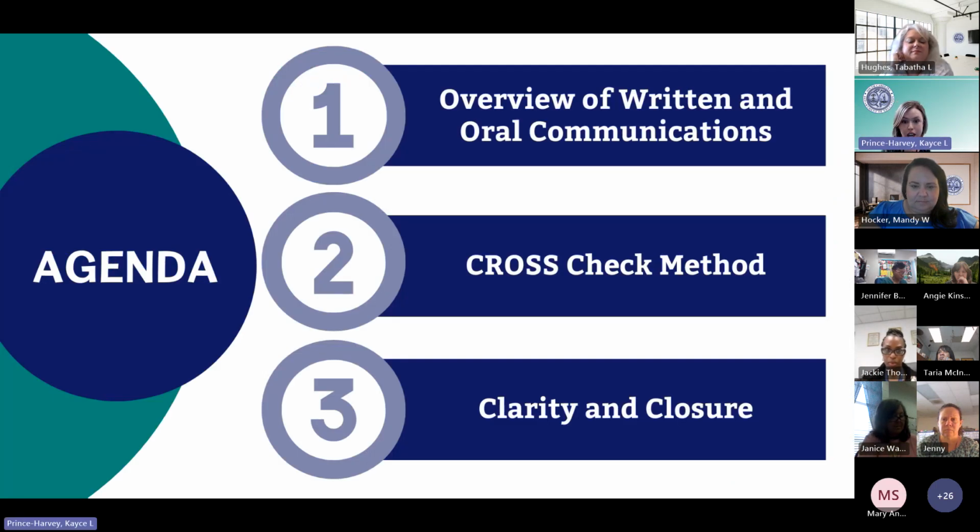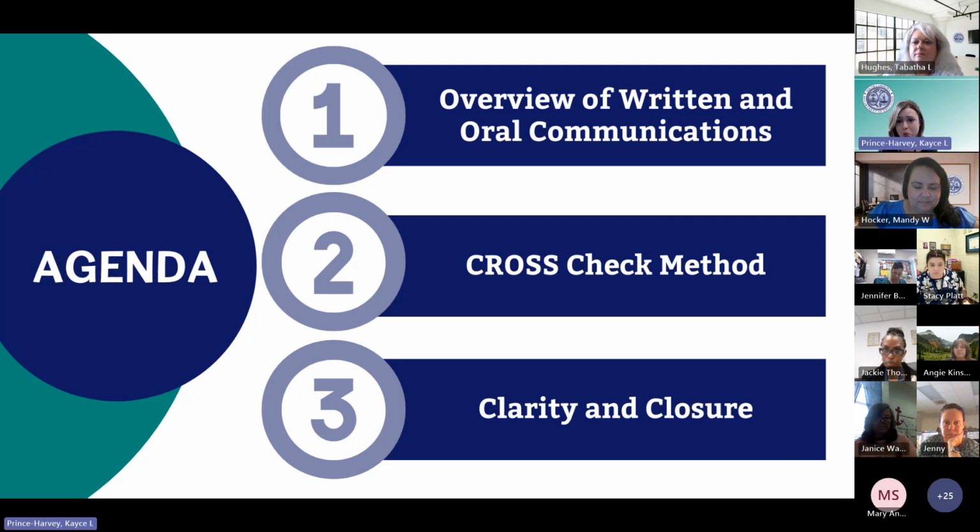So our agenda today is going to be very similar to our other cross-check sessions. We are starting with an overview of written and oral communications, doing a little bit of a dive into that strand. Then we will move into the cross-check method and walk through the cross-check method using an example of an indicator from the written and oral communications strand. And we're going to use one at the high school level for today. And then we'll round out with clarity and closure.